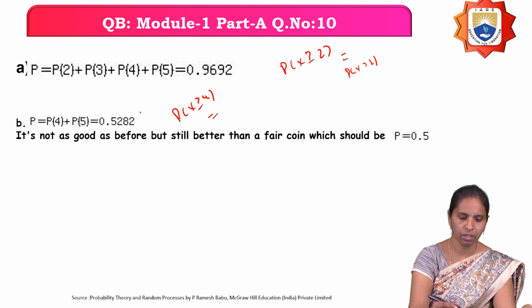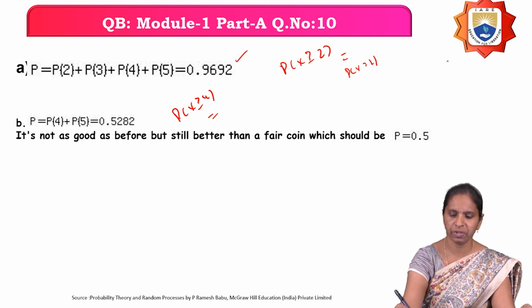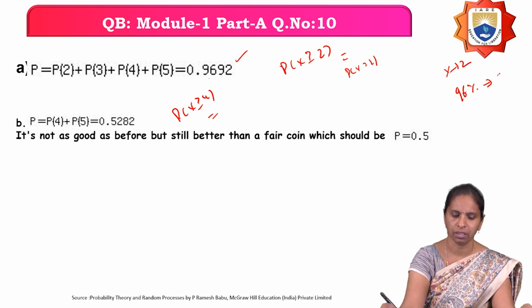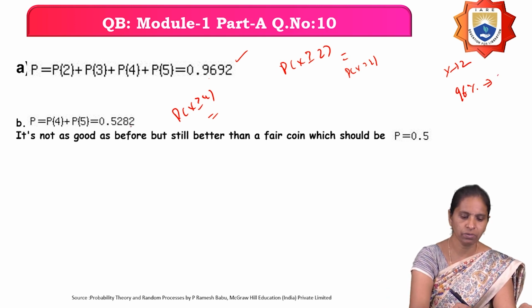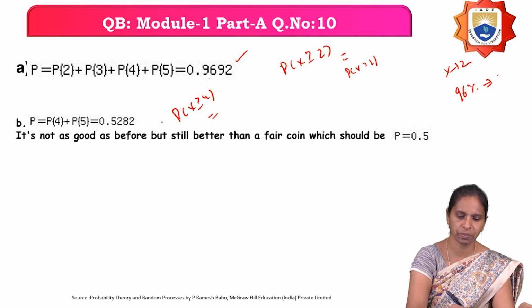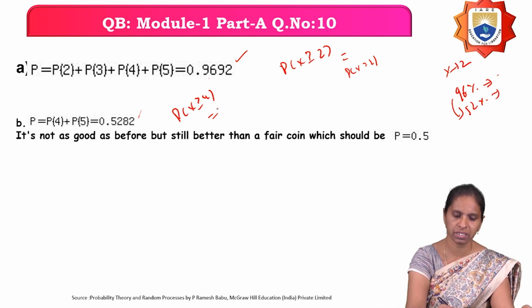Therefore 0.5282. Previously, what probability were you getting if you win the game with at least 2 heads? The probability is 0.969, nothing but a 96% chance that you win the game. And now if at least 4 heads, what is the probability of success? Nothing but 52%. So it is very low. Therefore, it is not a good choice compared to the previous one.